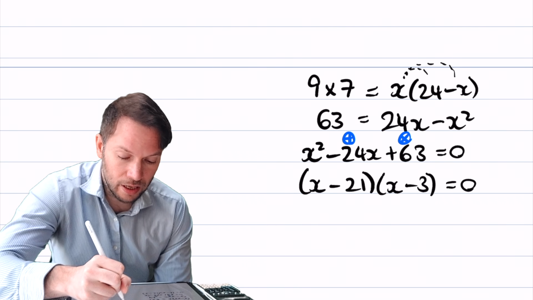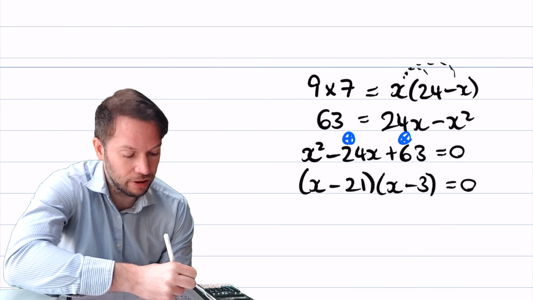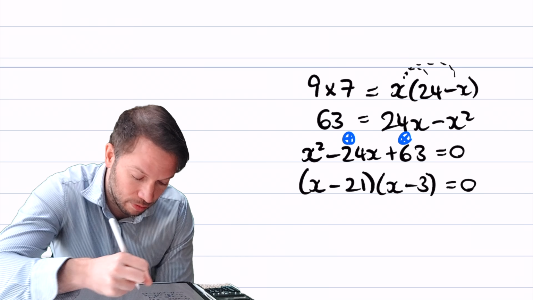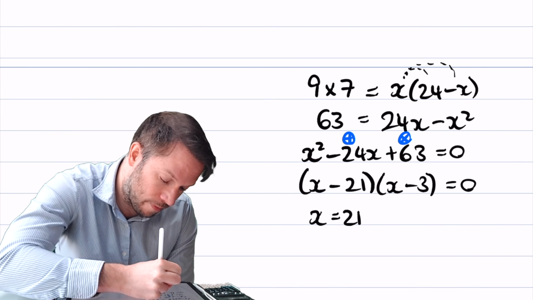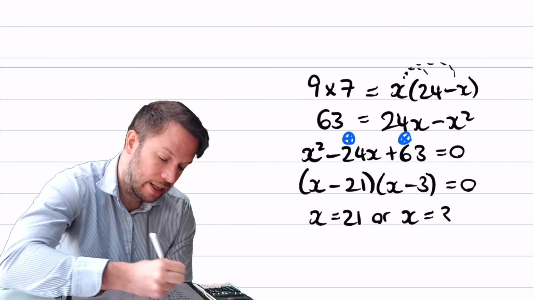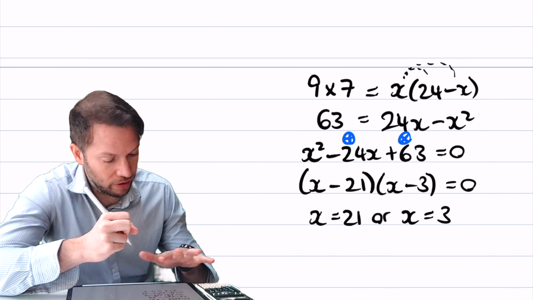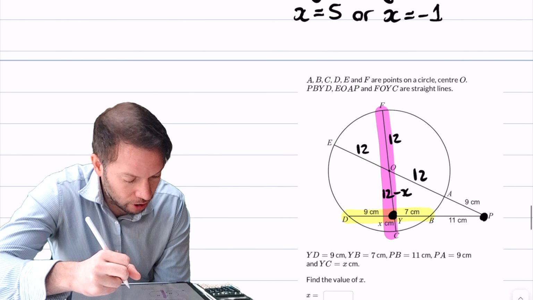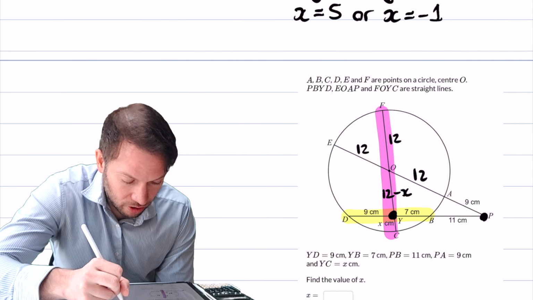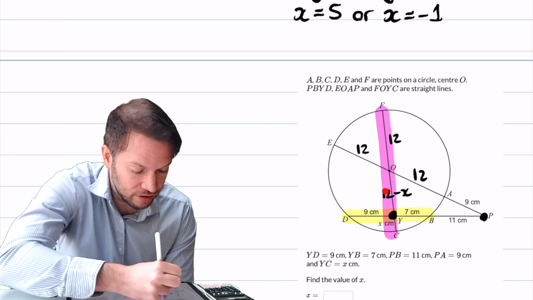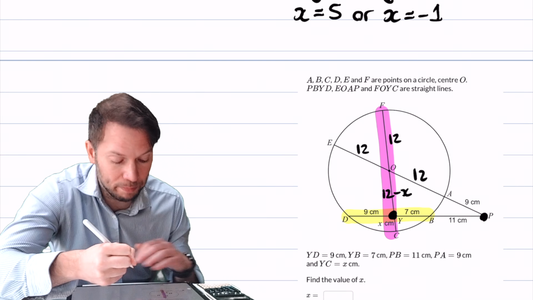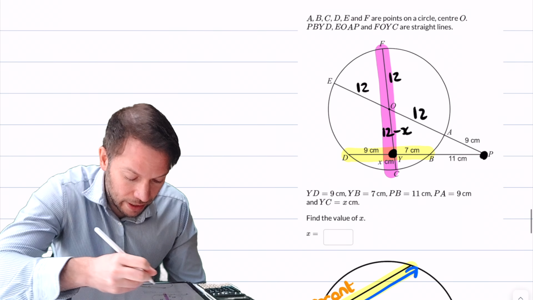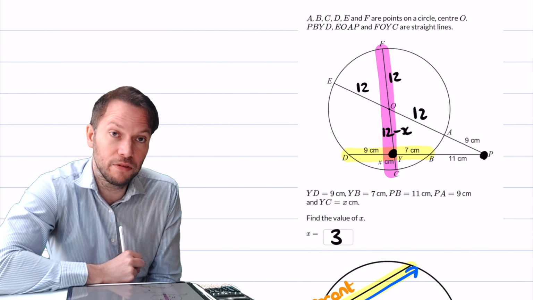And then if the product of two things is equal to 0, then either this is 0 or this is 0. So if x minus 21 is 0, x will be 21, or x will be 3 from the other bracket. Now, which one is it? Because I bet you that one of these is not a valid length. Can x be 21? Well, no, x can't be 21, because if that was the case, you'd have 12 minus x, 12 minus 21, which would be a negative length. So that's bad. So it must be that x is equal to 3. X could be 3. And that is the final answer. X is equal to 3 centimeters.